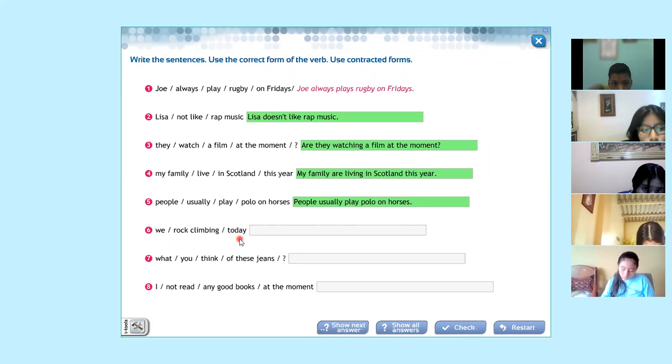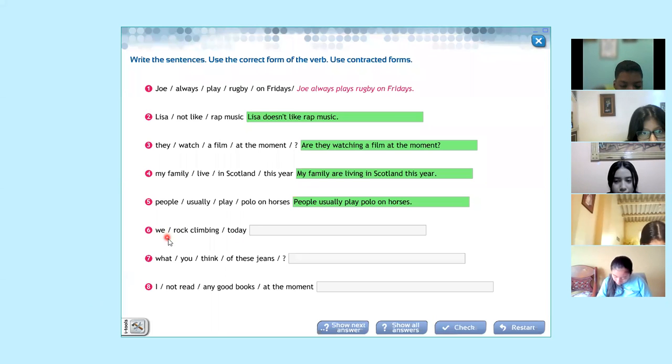Number 6. Today. Okay, it's only a temporary situation. Continue, please, Martín. We rock climbing today. Okay, but what is the verb? We what? We are, we're. We're going rock climbing today.